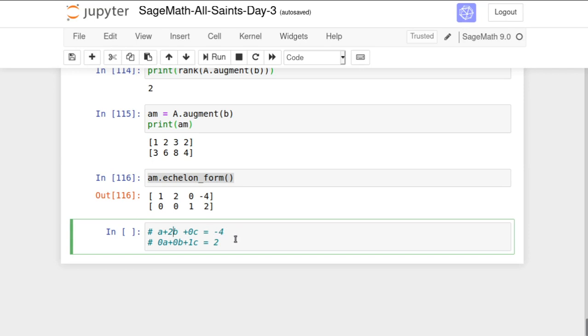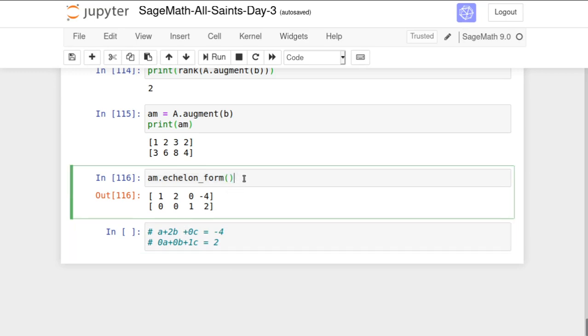So you can find the solution for the system of linear equations using row reduction, or using the echelon form of the matrix. This can be applied to any type of matrix: a singular matrix, a non-singular matrix, square matrices, non-square matrices, anything. So this technique is applicable to anything.